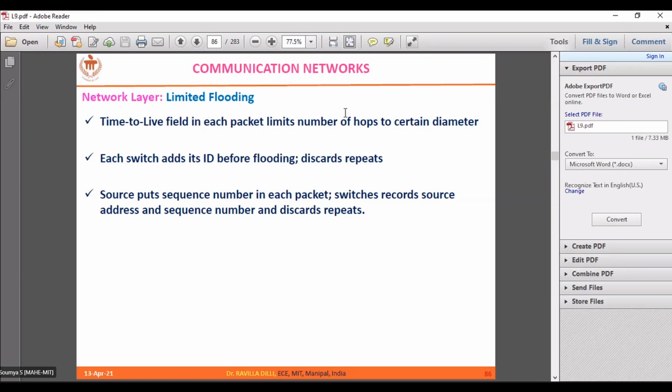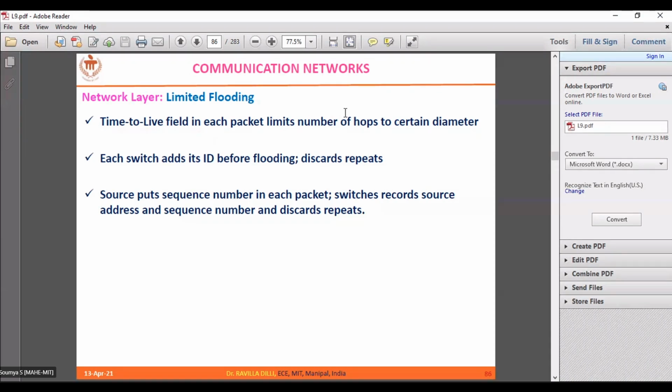If I have a medicine with me and its expiry date has already passed, would I want to forward it? No. Even if I send it to you, you stop it there. You don't forward it. That is time to live. You don't allow the packet to keep moving indefinitely.